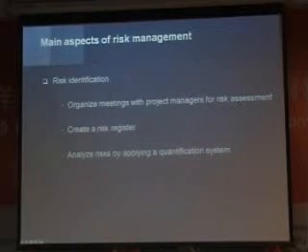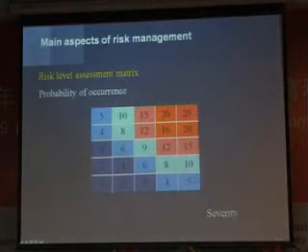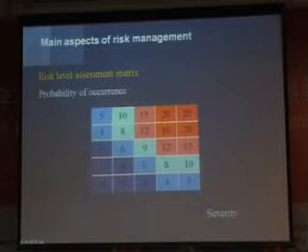And after these different meetings, which take, as I told you, between 6 months and 1 year, we have to create a risk register, which is the basis of our job, and to analyze the risk by applying a quantification system. I will show you the quantification system. We use two lines of analysis, which are probability of occurrence and severity. And we give a note, 1 if the risk is very good, 5 if the risk is very bad.